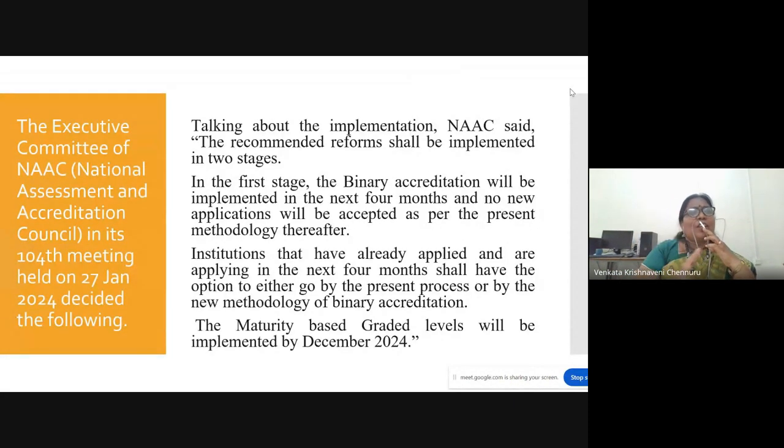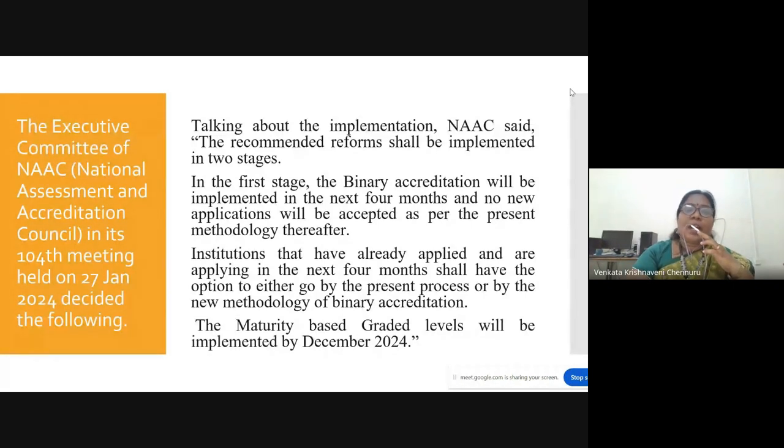The Executive Committee of NAAC, in its 104th meeting held on 27th January 2024, decided the following. Talking about the implementation, NAAC said the recommended reforms shall be implemented in two stages. In the first stage, the binary accreditation will be implemented in the next 4 months, and no new applications will be accepted as per the present methodology thereafter.